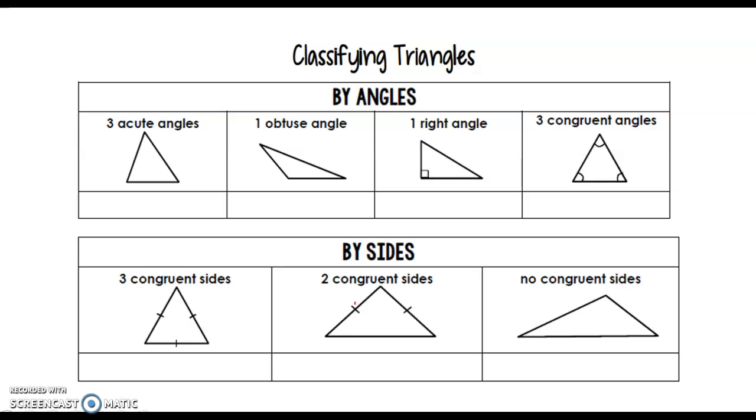Today we're going to move on into chapter 5. So chapter 5, we're going to start out by classifying triangles, and we can do so by their angles and by their sides. So let's first classify triangles by their angles.